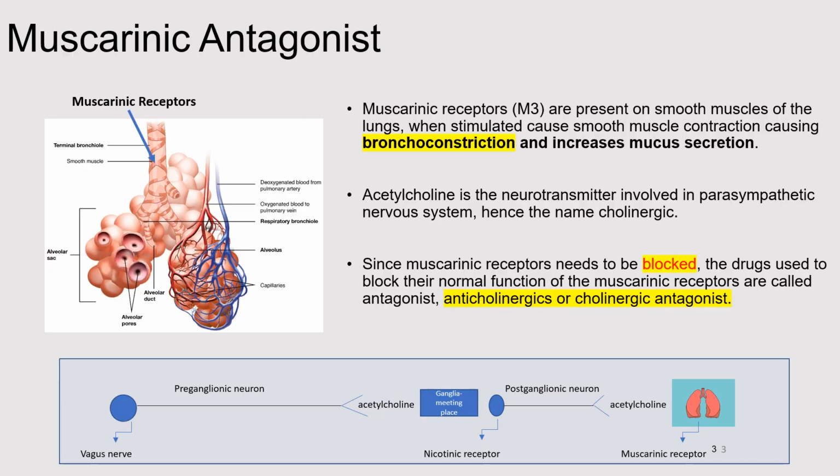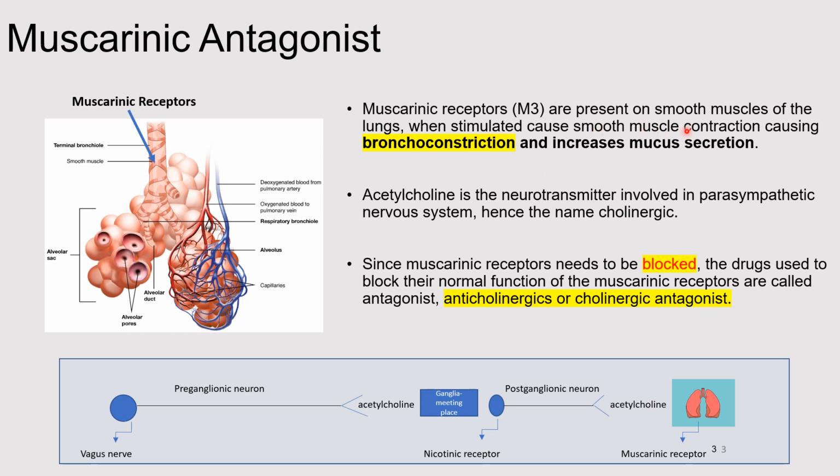Okay, let's look at the muscarinic antagonist. What does that mean? First, we need to know what receptors are. A receptor is a substance on the surface of any cell. When it gets bound to a specific chemical, it produces an effect. For example, the muscarinic receptors are present on the smooth muscles in the lungs. When they get stimulated, they produce bronchoconstriction.